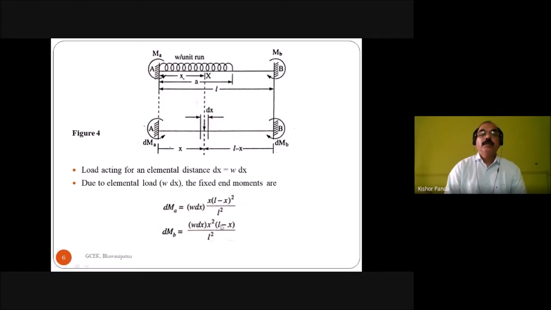But the load is present for the length a. So what you have to do here is integrate from 0 to a, because x is the distance to the section you are taking. By integrating the moments from 0 to a, you will get the total moments at both ends, MA and MB.